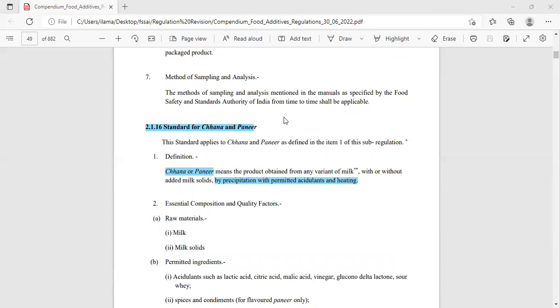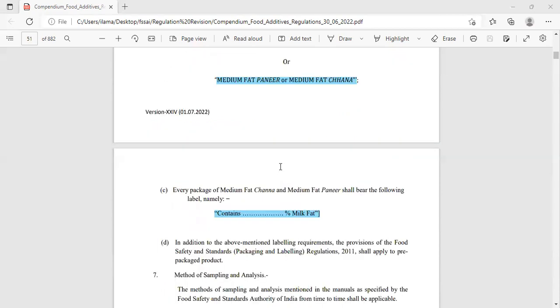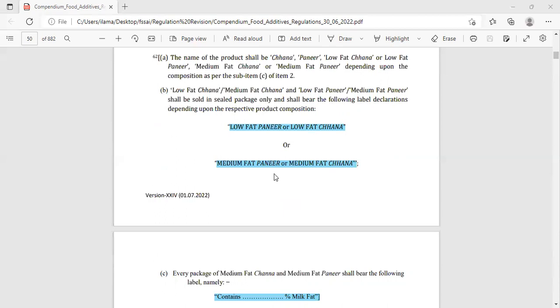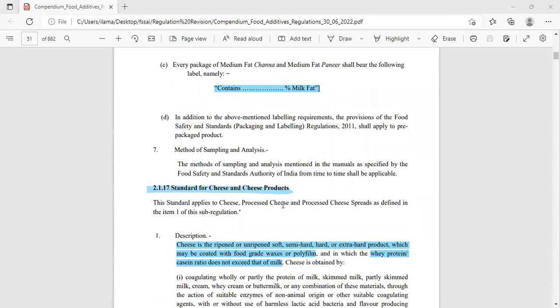I told you before, channa and paneer. Know what the difference is. And we have to mention whether it is low fat channa or medium fat channa. And then cheese. In cheese, it is very, very important. Cheese is of different types based upon its ripening, whether it's ripened or unripened, and based upon its structure, it is soft, semi-hard, hard, and extra hard.